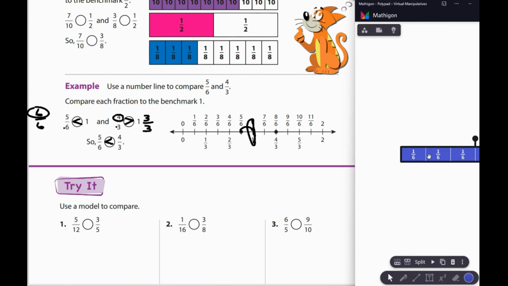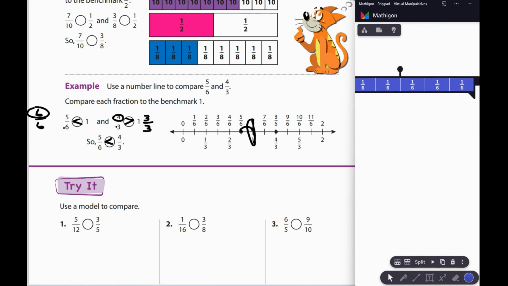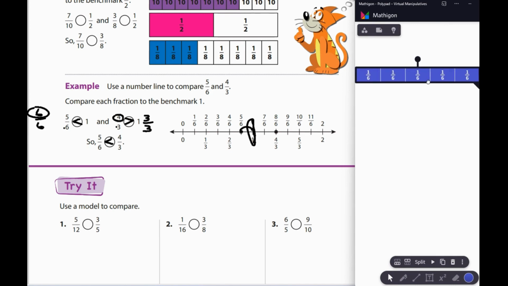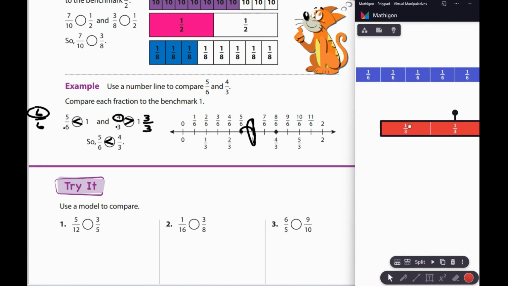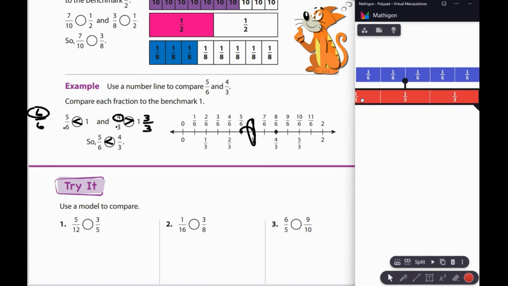Let's look at our sixths. I had 5. Oh, I need one more. 5. Okay, there we go. I have 1, 2, 3, 4, 5, 6. 5/6. But I am comparing it to thirds. These are my thirds. I have 1/3.